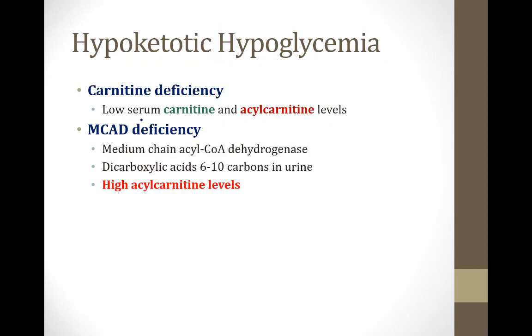There are a number of beta oxidation disorders, and I talk about some of these in the video on fatty acids, but two that you should know for step one are a carnitine deficiency and an MCAD deficiency. In a carnitine deficiency, the levels of serum carnitine and acylcarnitines are low. An MCAD deficiency is an enzyme deficiency syndrome where children are born deficient in the enzyme medium chain acyl-CoA dehydrogenase. This leads to high acylcarnitine levels. In addition, a classic finding is dicarboxylic acid, 6 to 10 carbons in length in the urine. And I talk about both of these disorders in much greater detail in the video on fatty acid metabolism.